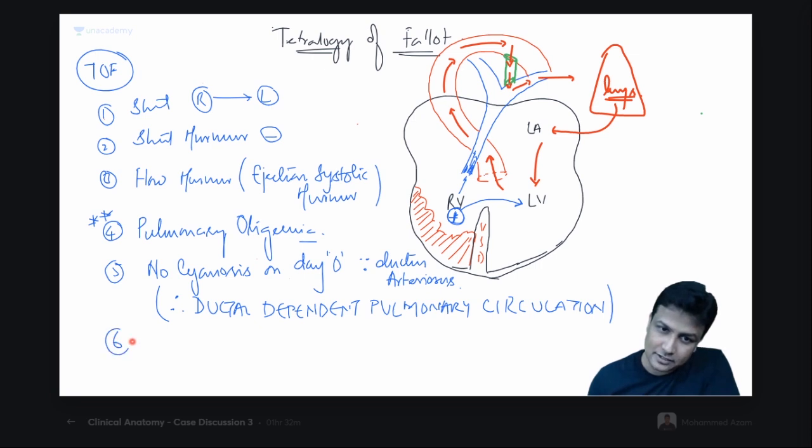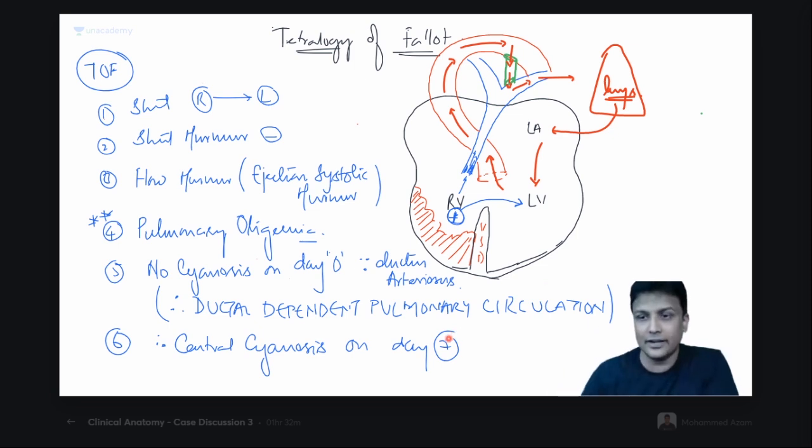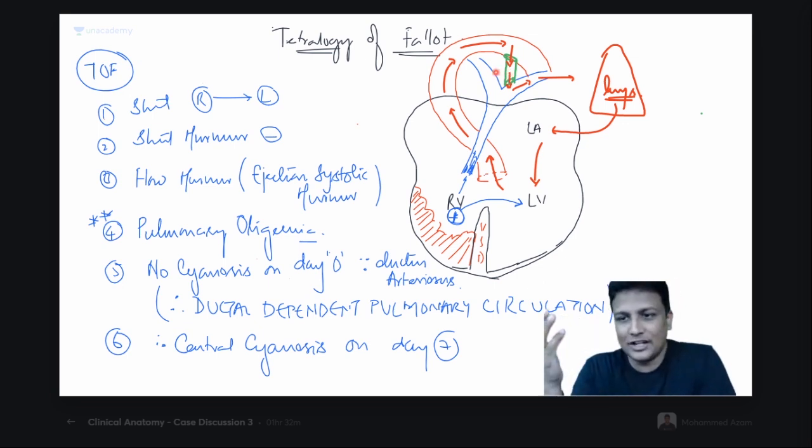So point number 6, therefore, the central cyanosis will be occurring on day 7. Why is it occurring on day 7? Because on day 7 there'll be functional closure, and once the ductus arteriosus is closed, the blood is not going to the lungs. So if it is not oxygenated, it will lead towards central cyanosis on day 7.